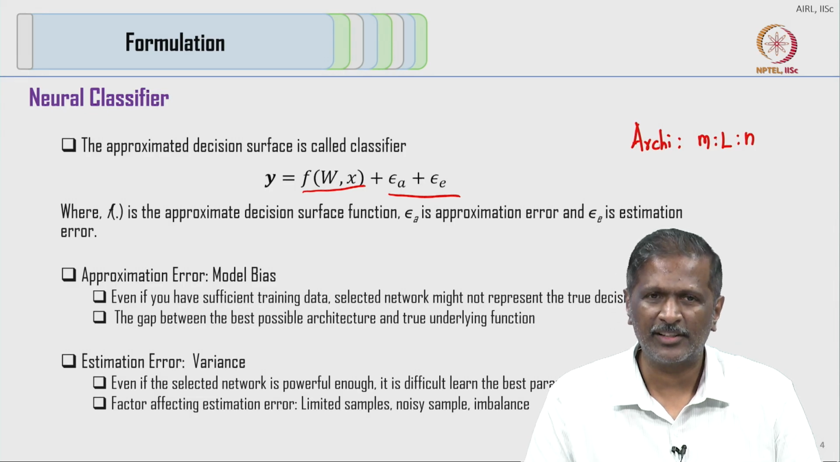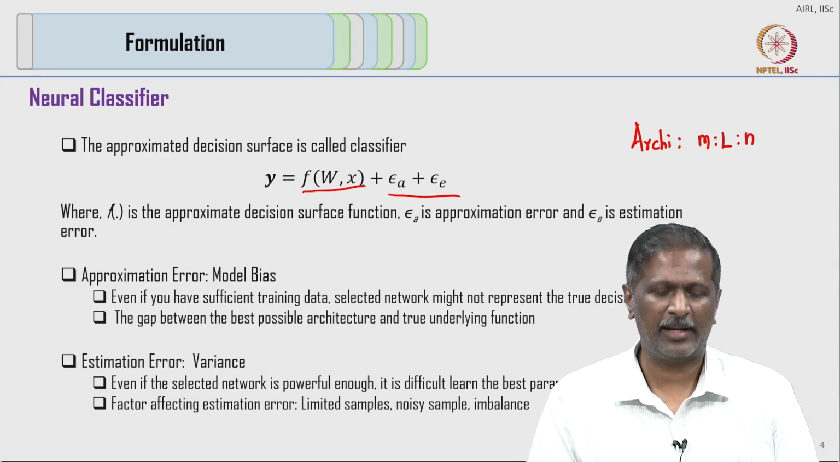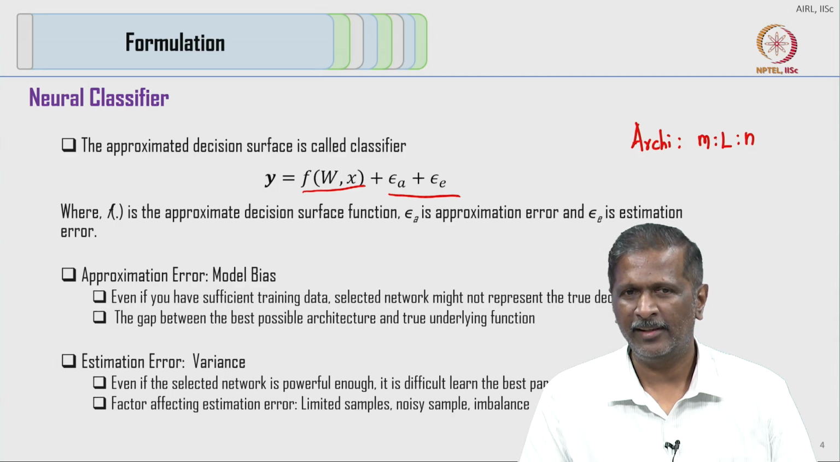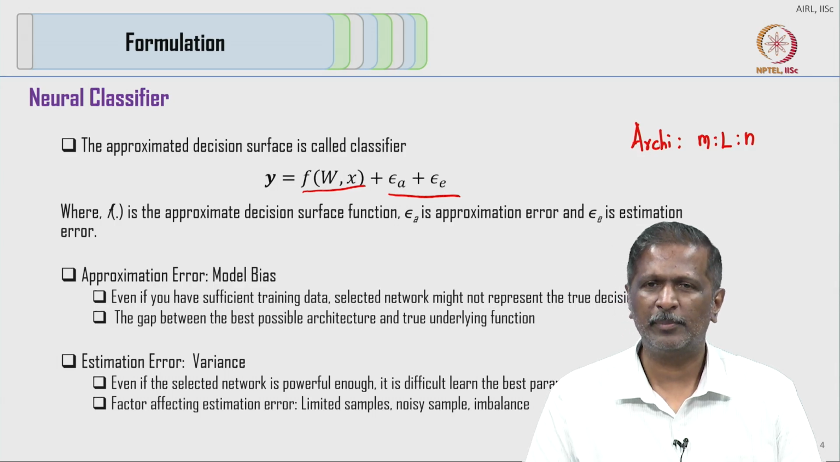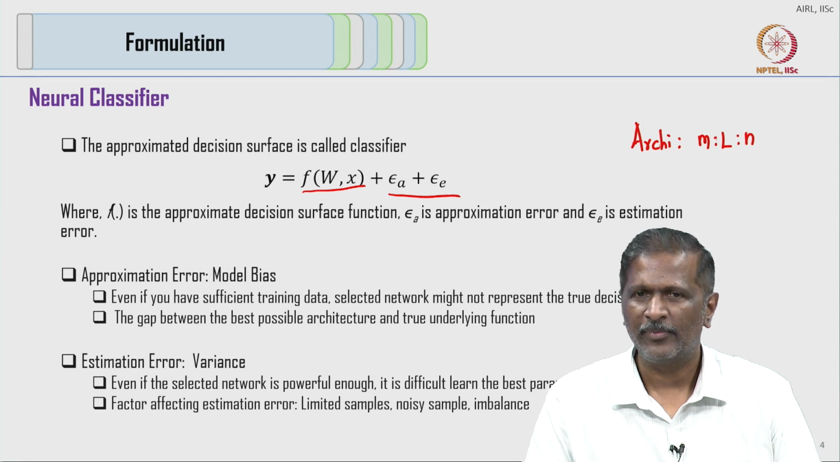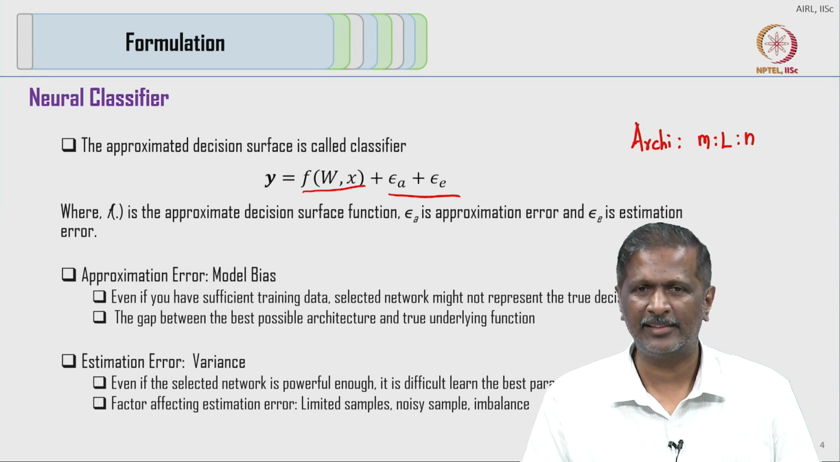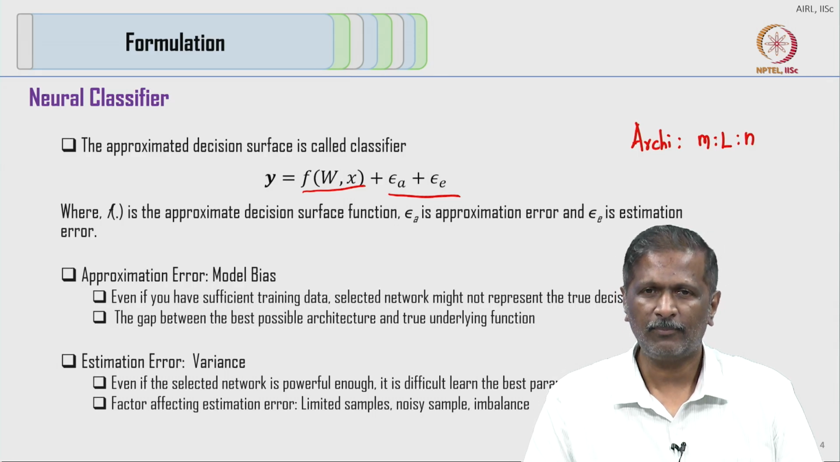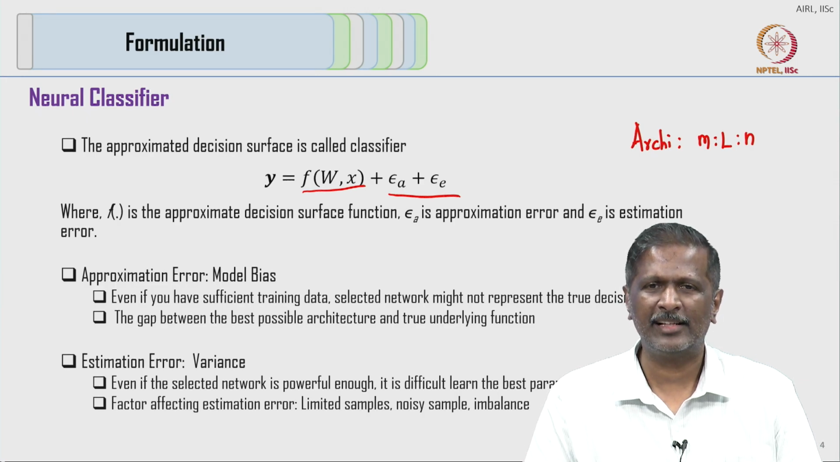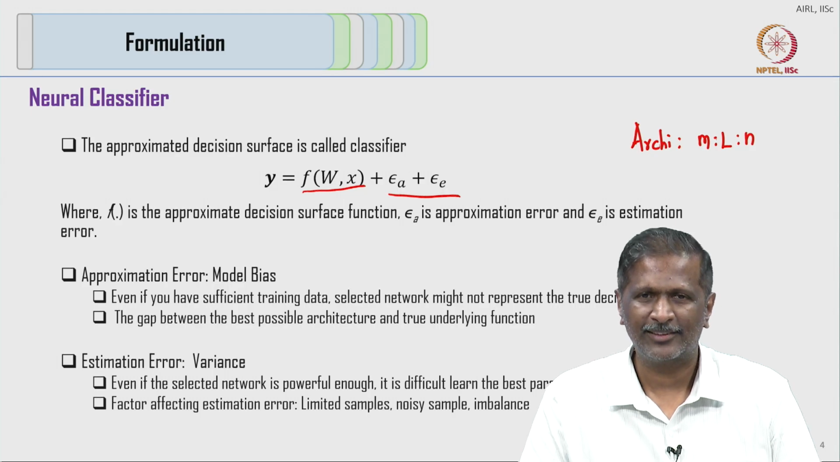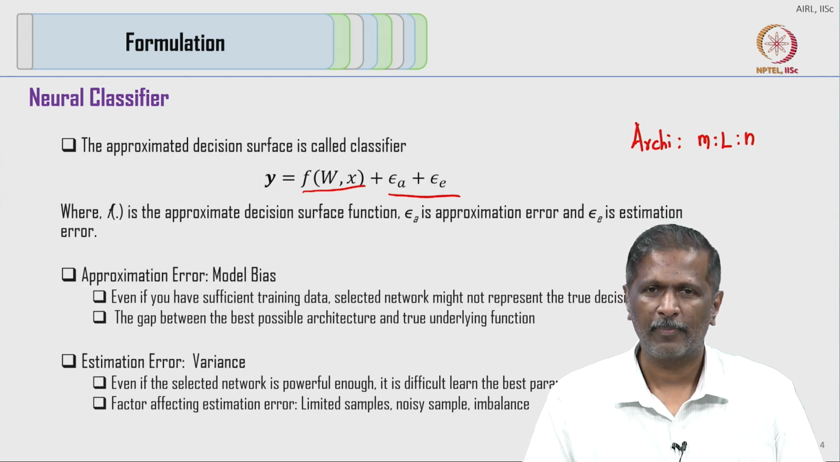There are factors which will affect estimating these parameters. It could be the samples, or the samples may not represent the entire decision surface. You may have noisy samples, you may have an imbalance in the data. When I say imbalance, what I meant is there are 5 classes. Let's say I have 100 samples. If I say imbalance is 0, what does it mean? All classes have equal representation. 20 samples from each class. So the total is 100 samples, right.